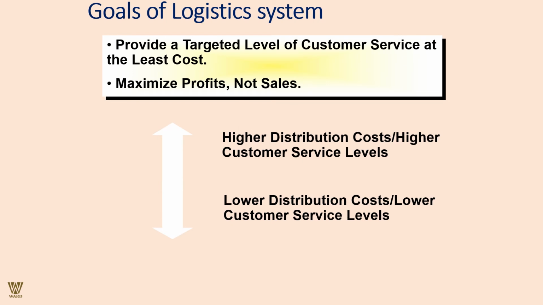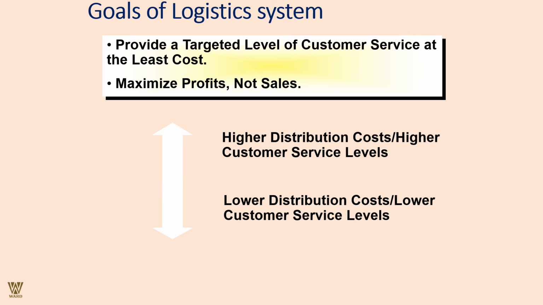So, what are the essential goals of a logistics system? One, customer service. Second, at the least possible cost. Third, maximum profits. Remember, we are talking about profits and not sales. So yes, we are looking at customer service at the least cost, maximizing profit and not the sales.